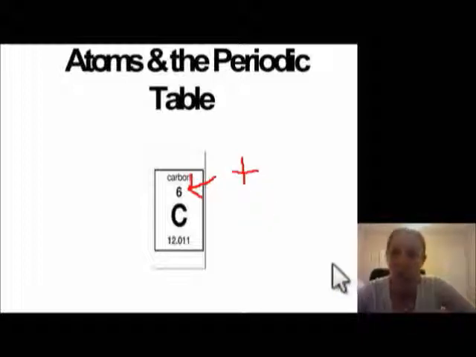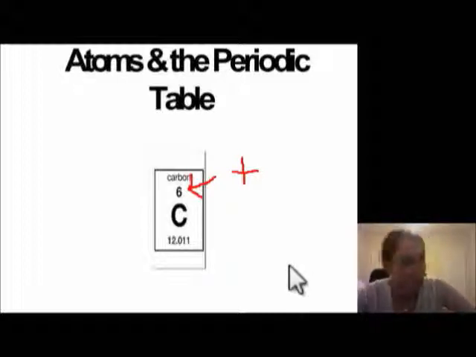This is actually how we identify an element. I'm going to say that again because it's so important. The way we identify an element is by its atomic number or the number of protons. And that's because this is really what defines an atom as that element. The reason this is carbon is because it has 6 protons. If it had any number other than 6, it would no longer be carbon.